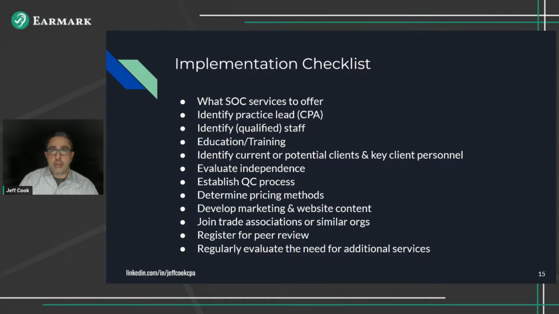Once you have established a practice, you have to have a peer review within 18 months of issuing your first report. Again, peer review is done. Ultimately, it's the State Board of Accountancy that signs off on peer review, but you can use the AICPA's peer review program to help facilitate that. So you can do it that way, or you can do it directly with the state board.